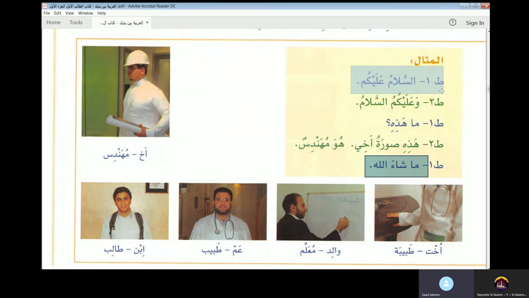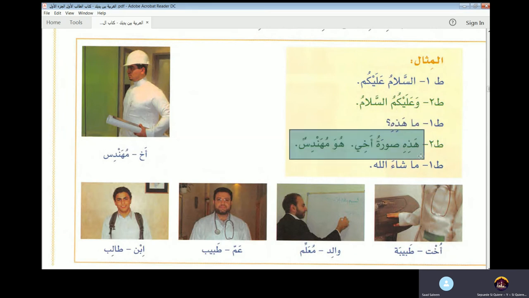Okay, read this. Assalamu alaikum. Peace be upon you. Wa alaikum wa salam. And upon you, peace also. Ma hadhihi? What is this? Hadhihi is used for sura. Sura is a feminine word. That's why we are using hadhihi.